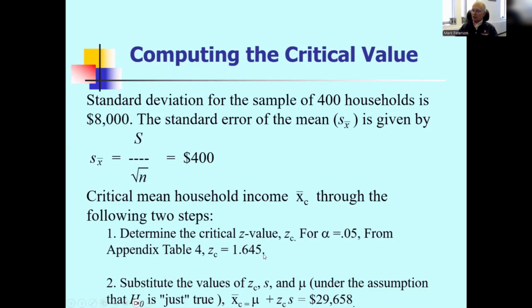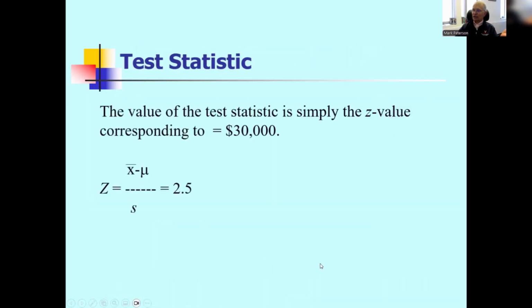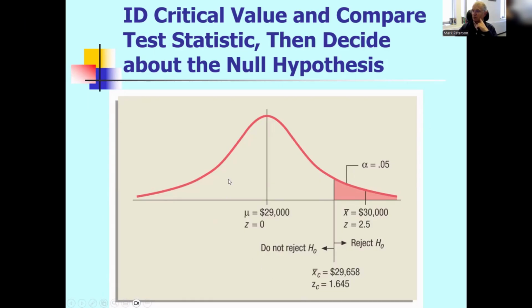It's a one-tailed test, and at the 0.05 level, actually all of your one-tailed tests will have this value of 1.65. And so here you make your test statistic. It's actually $29,658. And you make your computation here for your Z value corresponding to 30,000, which is 2.5. And then we go to our T distribution here. This is the population mean value of $29,000. We transform that to a Z value of 0. And then we see here that the critical value is $29,658, which corresponds to the z-value of 1.645.